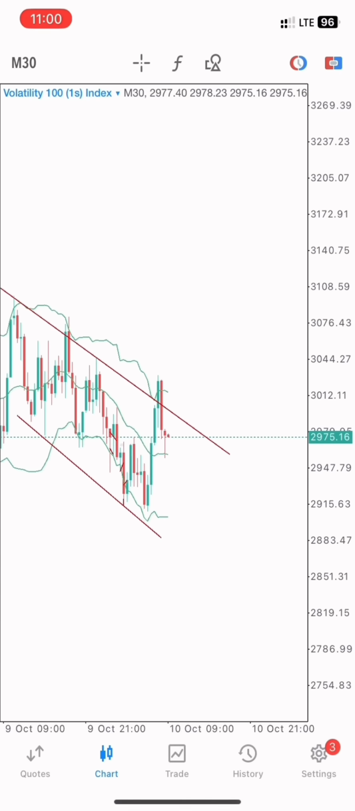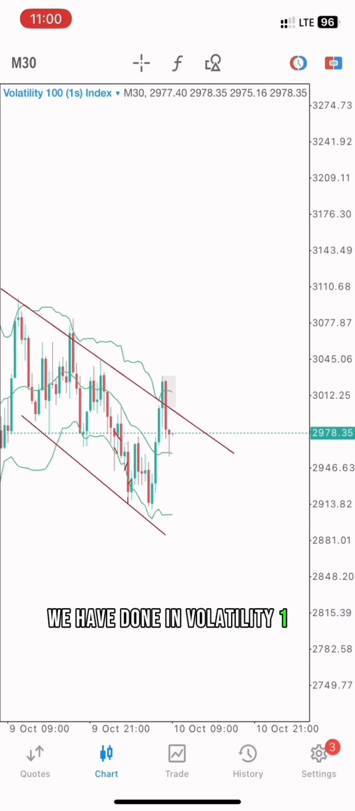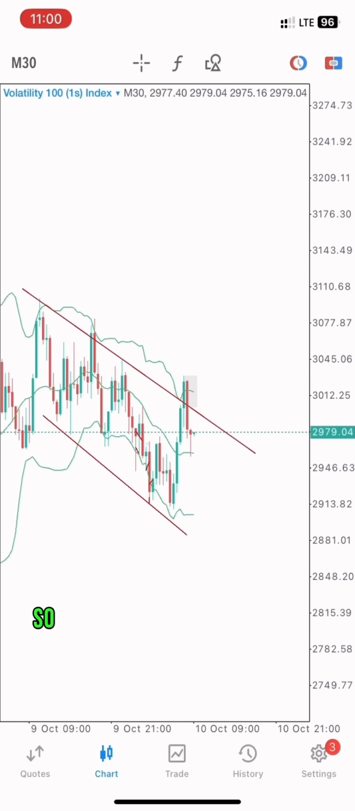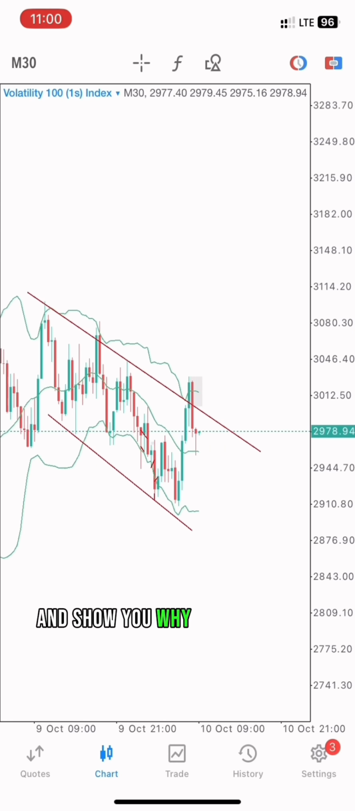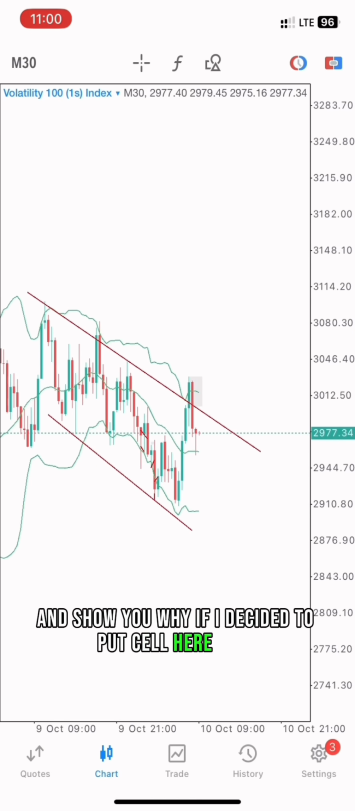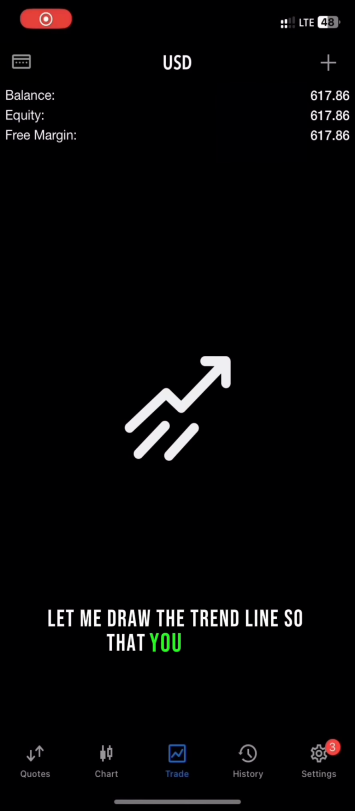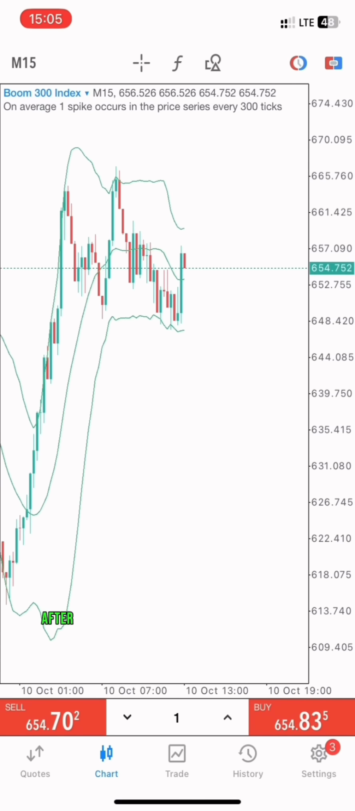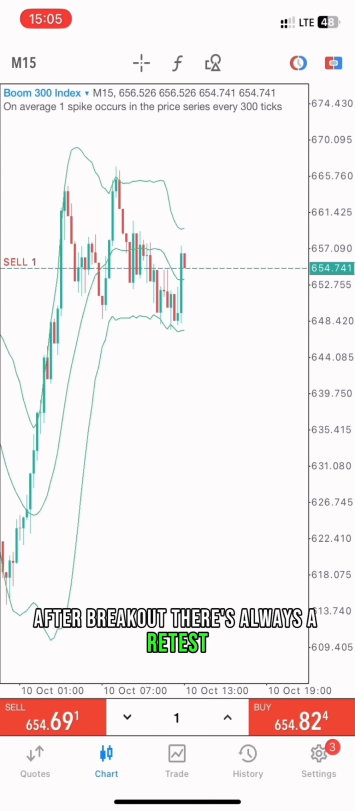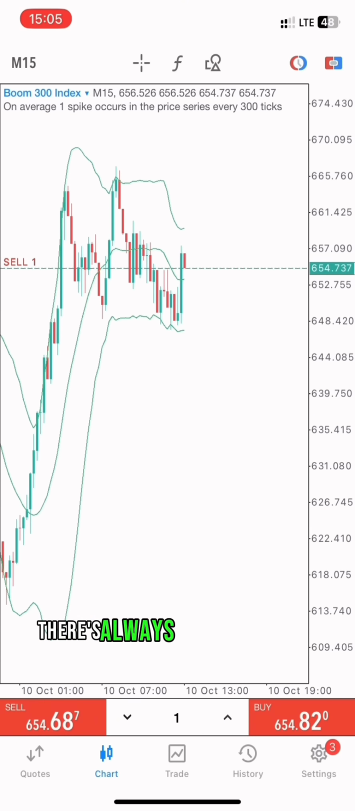And this is another trade in Boom 300. We have the same scenario just as we have done in Volatility 100 (1s). So I'm going to enter full margin on the sell here and show you why I decided to put sell here. Okay, let me draw the trend line so that you can see that it is the same trend line. There was a breakout. Okay, after breakout there's always a retest. There's always a retest there.